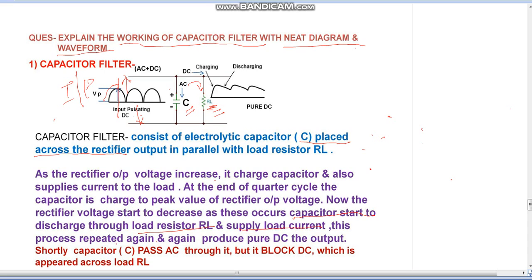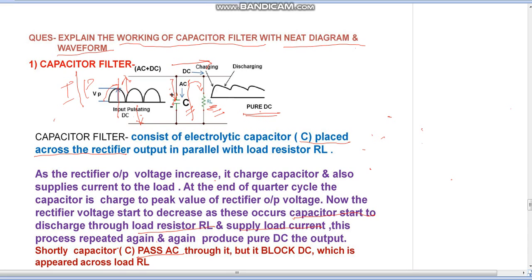Shortly, capacitor C passes the AC component through it and it blocks the DC component, which is applied across the load RL, so we are getting pure form of DC at the output. So that is the working of capacitor filter circuit. It is very simple.